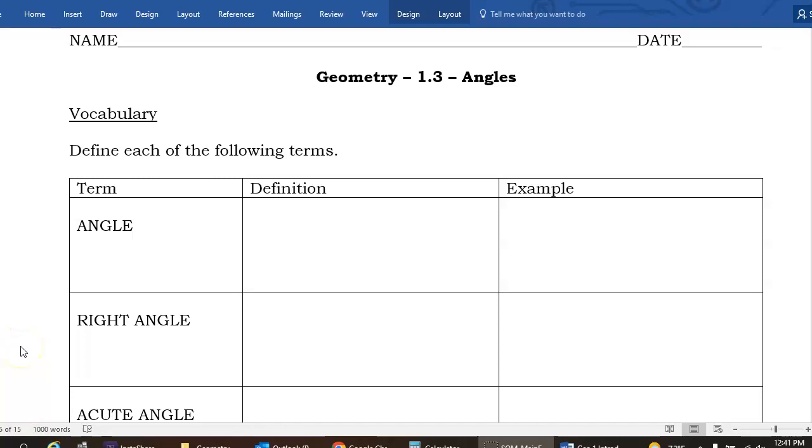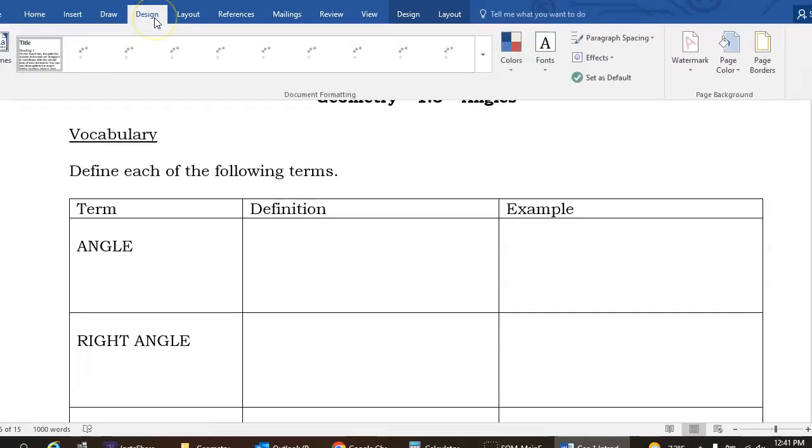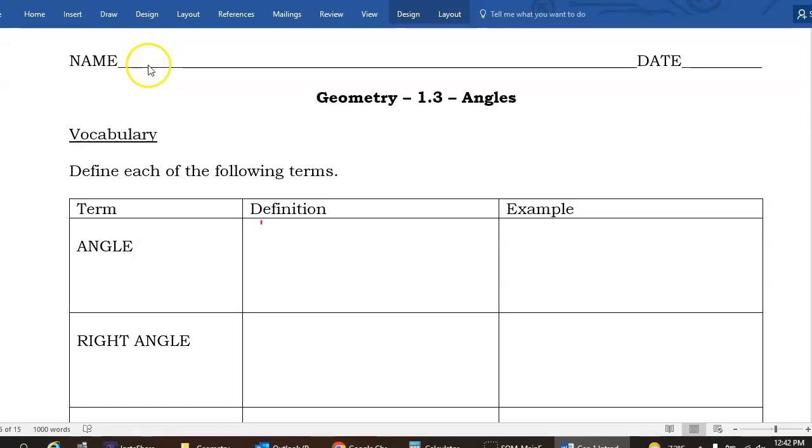This is Geometry Lesson 1.3, Angles. We're going to start with the definition of an angle. So an angle is two rays that share an endpoint.